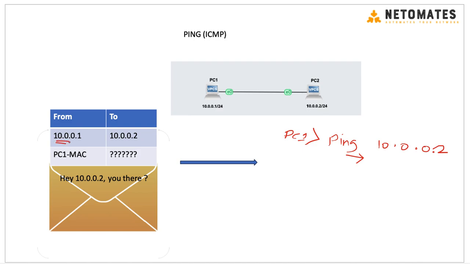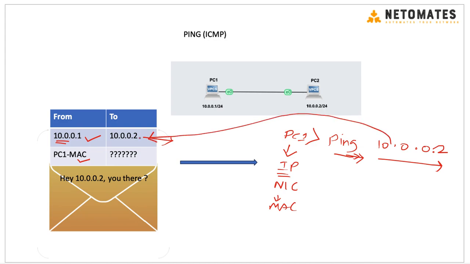In the from address, it will put its own address. From the configuration, the PC can find what IP address was configured by the administrator, so it will include that in the from field. For the MAC address, it will check its own network interface card MAC address and update this field with its own MAC address. In the to address, as we have given in the ping command, we have provided the IP where we want PC1 to send a packet. So it will update the value here as 10.0.0.2.